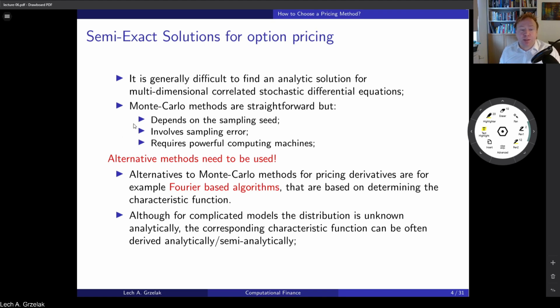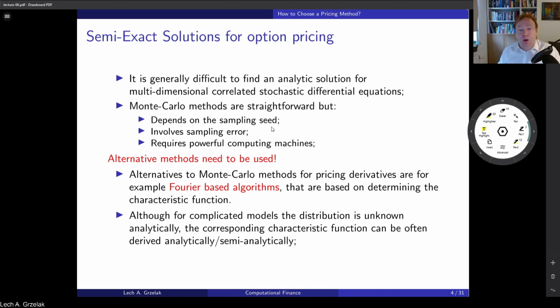However, there are some downsides of Monte Carlo simulation. The first one, of course, is that it depends on the sampling seed. Because Monte Carlo is about random samples, this means that every time you revalue your contract, you get a slightly different output.